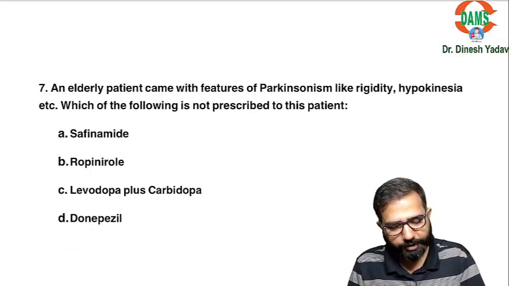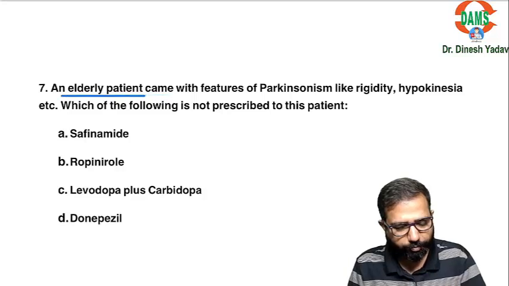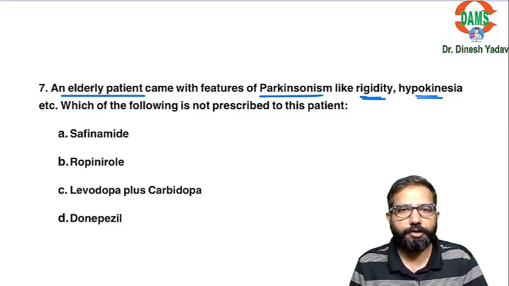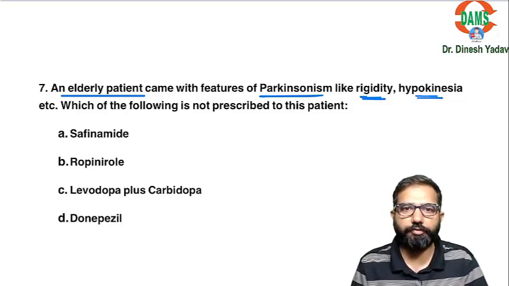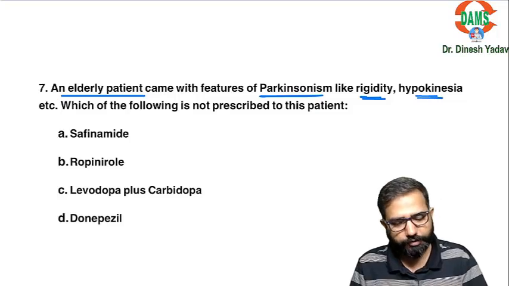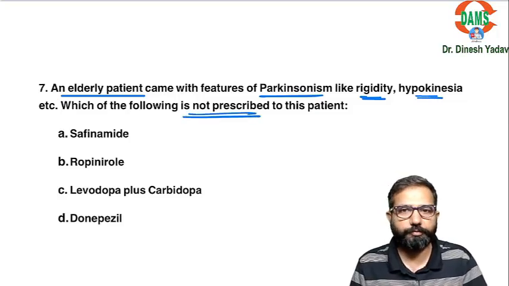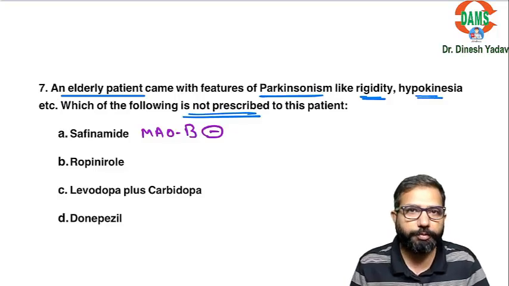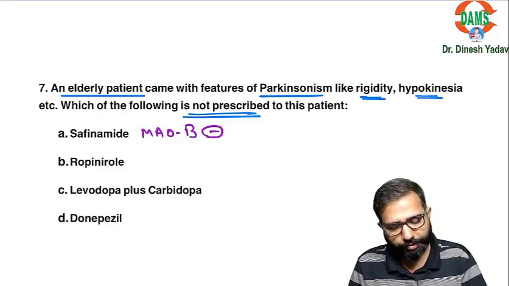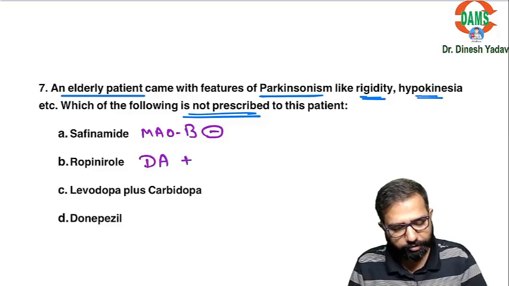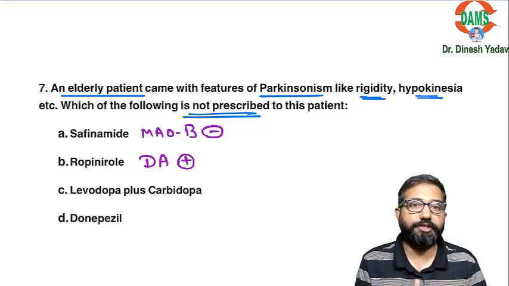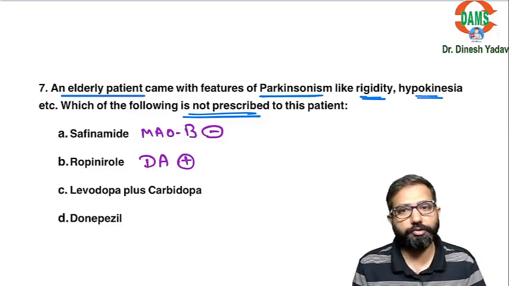Next, an elderly patient came with the features of Parkinsonism like rigidity, hypokinesia, etc. It is extrapyramidal disorder, substantia nigra is involved, dopamine degeneration is there. Which of the following is not prescribed to this patient? Let's see one by one. Safinamide is one of the MAO-B inhibitors, and definitely MAO-B inhibitors are inhibiting the dopamine metabolism. They can be used. Ropinirole is the dopamine receptor agonist. Dopamine receptor agonists like ropinirole, pramipexole are important drugs. They are good drugs in Parkinsonism.